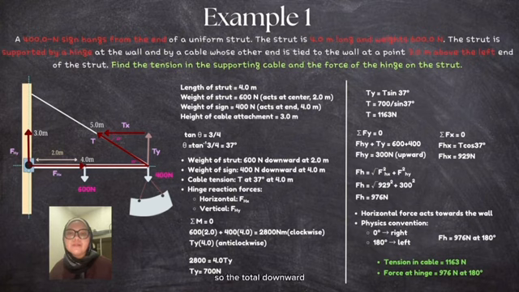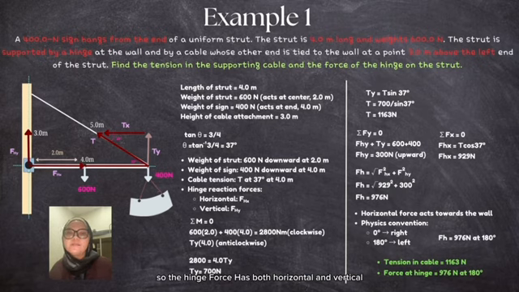The total downward force is the weight of the strut plus the sign, so 600 plus 400 equals 1000 Newton. We are going to apply the vertical equilibrium. So FHY plus Ty equals 1000. So FHY equals 300 Newton upward. Horizontally, the forces are the horizontal component of cable tension, Tx, and the horizontal reaction force at the hinge, FHX. So FHX equals Tx equals T cos 37 degree. So FHX equals 929 Newton.